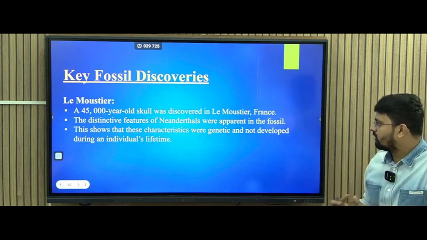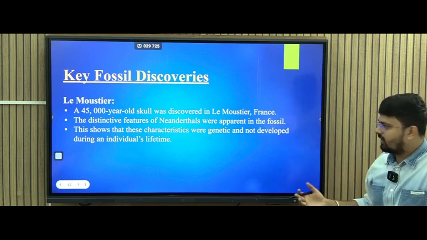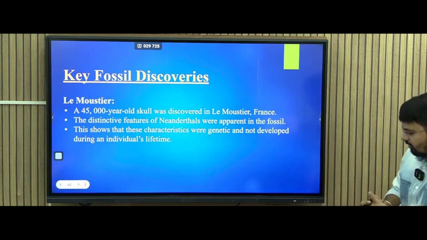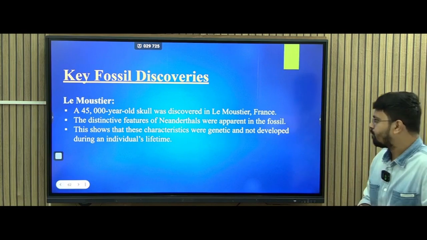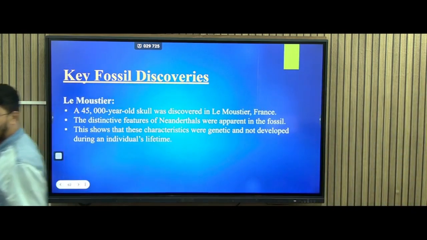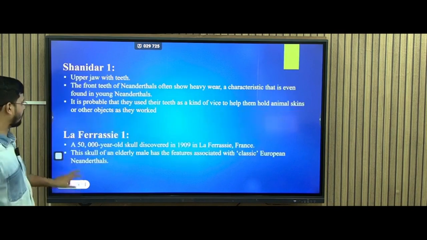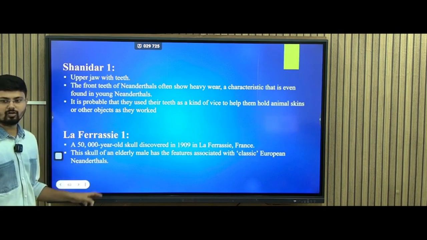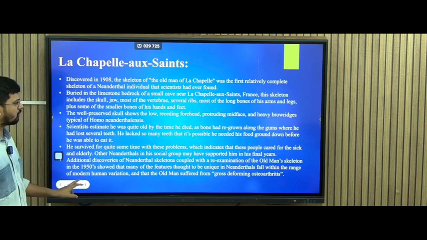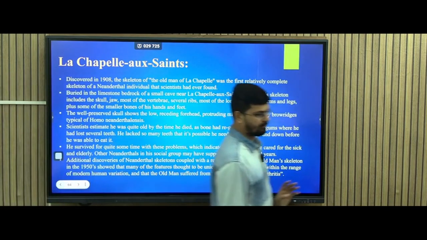So you found the fossils here as well. The distinctive features were present in the fossil, and at the same time these characteristics were genetic in nature. It's not because they developed in one generation. And you have other fossils also. You can just go through, not that important, but this is important.